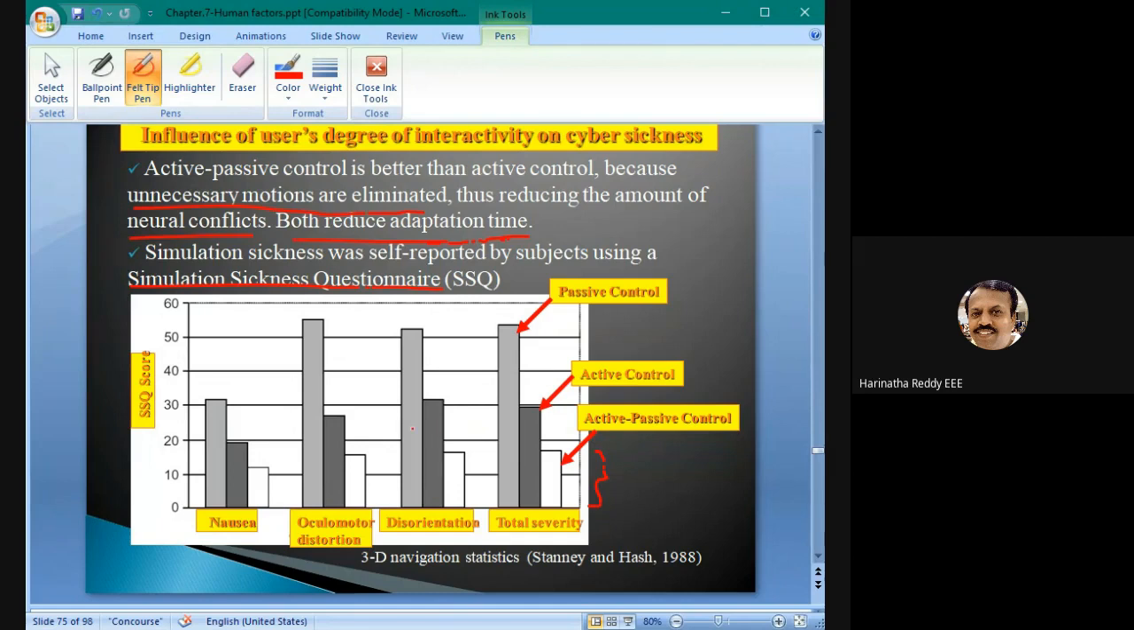So degree of interactivity, definitely it is also proved that this degree of interactivity is also an important part of cyber sickness.